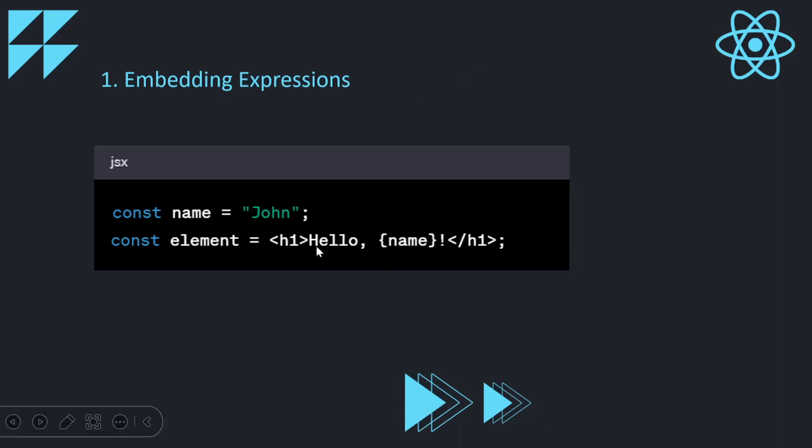Here, what we have done is we have taken the name variable and dynamically we are assigning it the value of name. So if we change the value of name to something else instead of John, we will get that value over here. So JSX is used for embedding expressions. We have embedded the expression name inside the curly braces over here. In this way we can use JSX for embedding expressions.